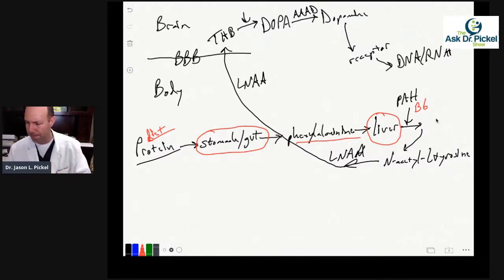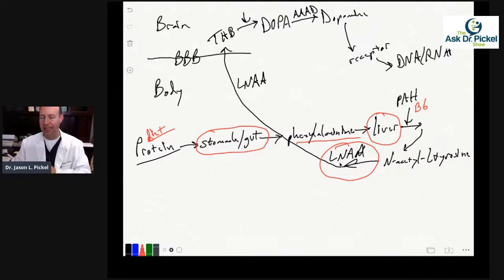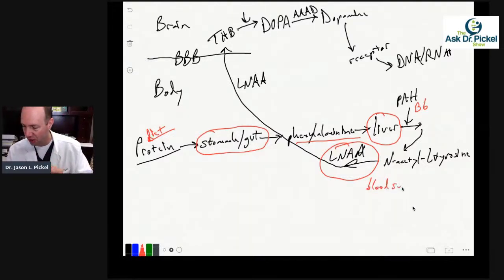So now another thing that has to occur, let's say we get past the liver. If you don't have any liver issues, your liver's in pretty good shape, then now you can convert this amino acid and it turns into this N-acetyl L-tyrosine. Now this N-acetyl L-tyrosine, in order for it to work properly, one of the big things you have to have is good blood sugar.